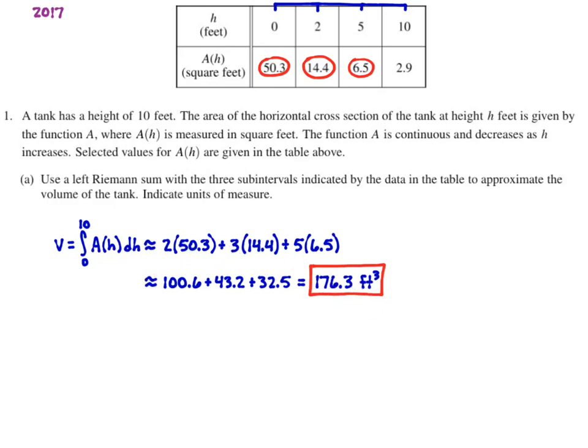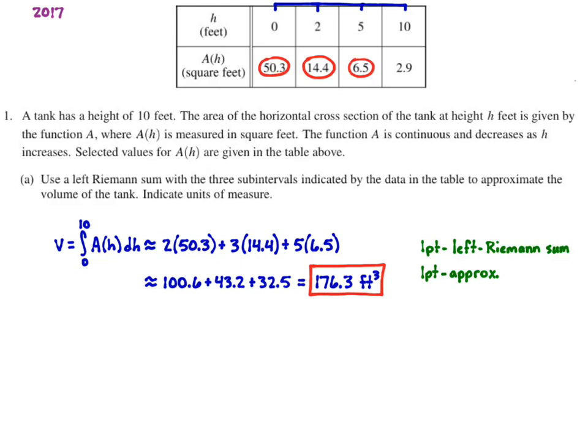The other thing I want to point out is that this is an approximation because we're doing a Riemann sum. We're not finding the exact integral, so we need to be putting the approximation sign between those. As far as points go, you're going to get 1 point for the left Riemann sum. That means you're getting 1 point for this expression right here, the 2 times 50 plus 3 times 14 plus 5 times 6, and you're going to get 1 point for your approximation.